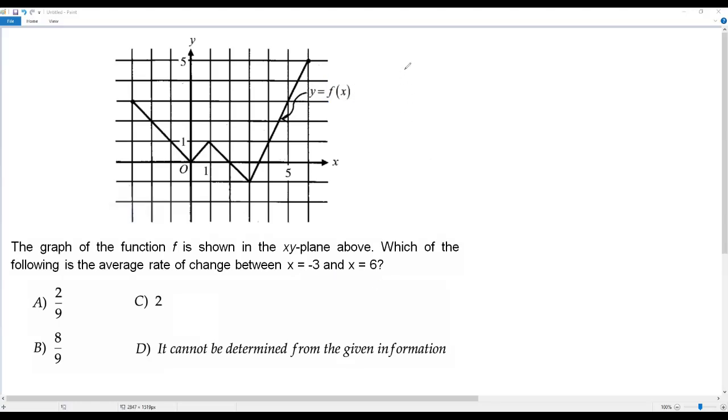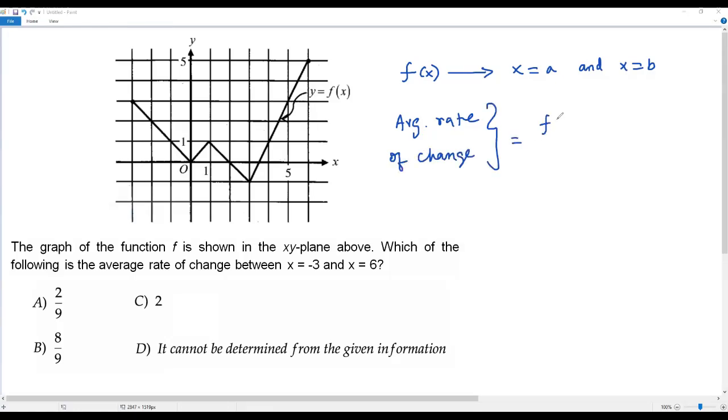Now let me assume that I have to find the average rate of change of the function f of x between the two values, say x equals a and x equals b. So how do we find the average rate of change of the function between the two values? For that there is a formula. Let me write it over here. Average rate of change equals f of b minus f of a over b minus a. So this is the formula we use to find the average rate of change of a function between the given two values of x.